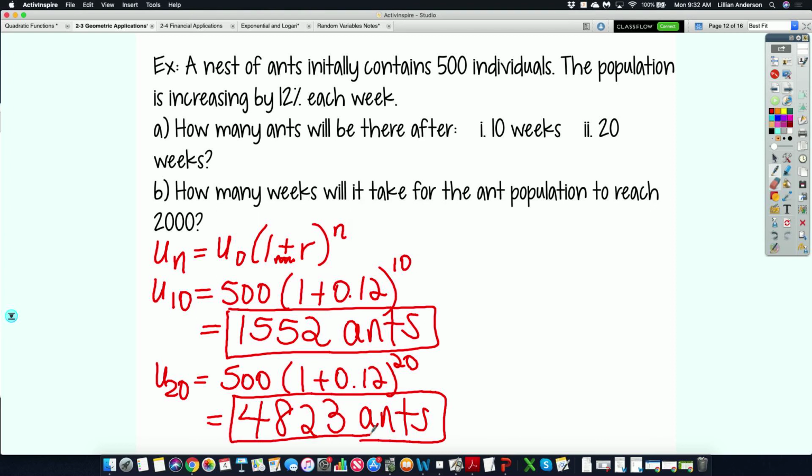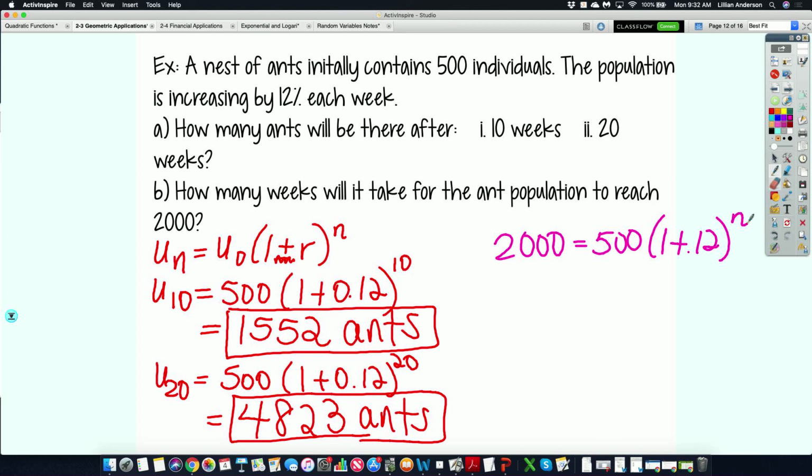So, now, how many weeks will it take for the ant population to reach 2,000? Now, this time, we're looking for what part of the formula? N. You're looking for N, because N represents the number of weeks. So, we're trying to see how long it will take for the population to reach 2,000. So, then that means I'm going to plug 2,000 in to what part of the formula? U sub N. So, 2,000 equals, what was my initial amount? 500. Then 1 plus my rate raised to the nth power.